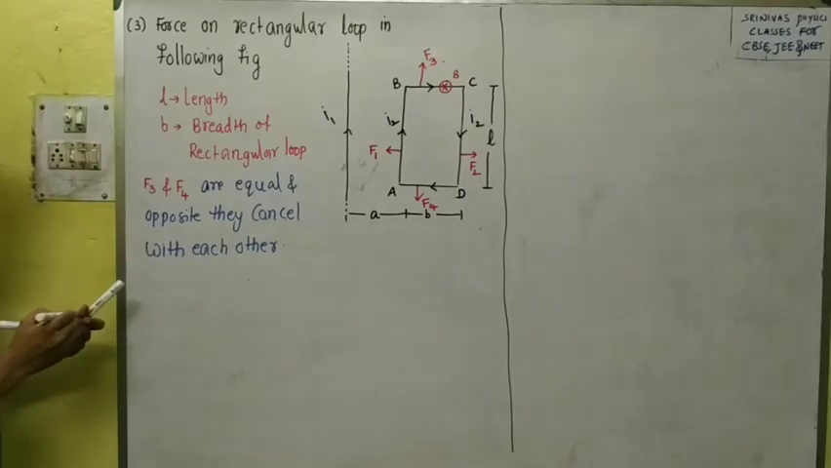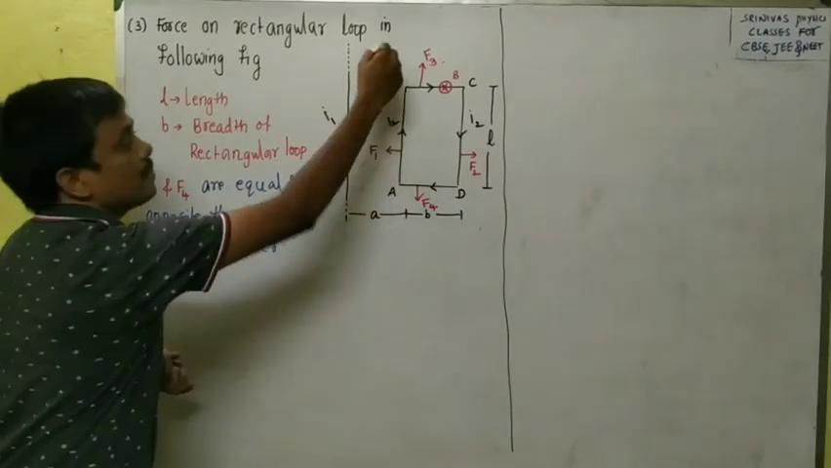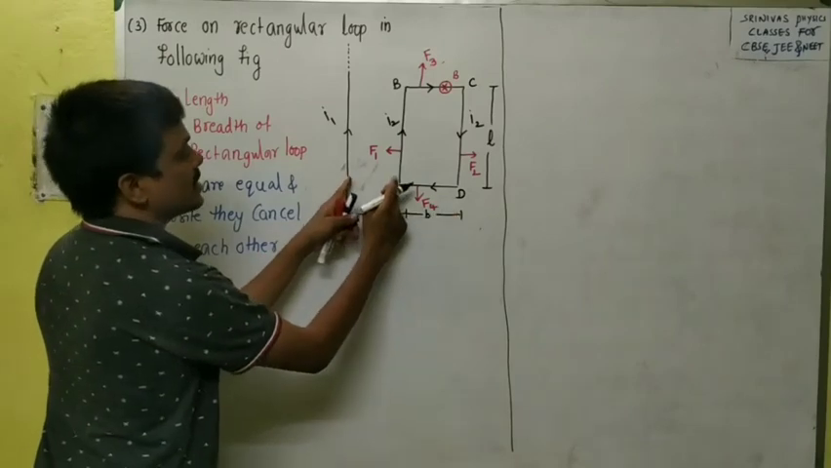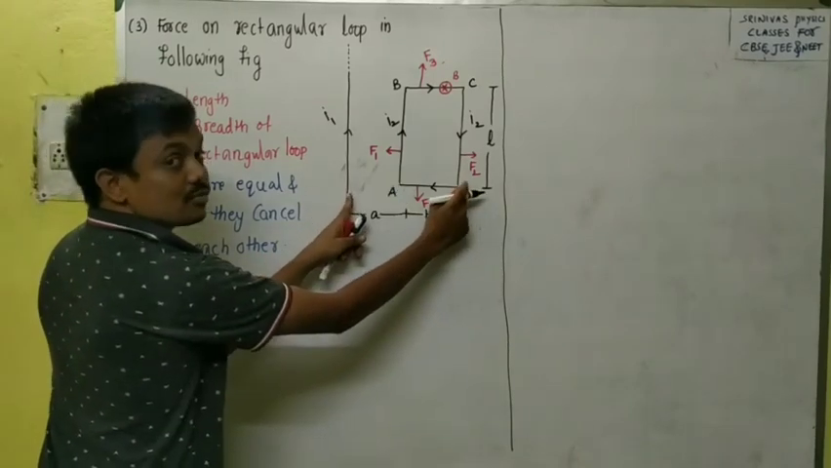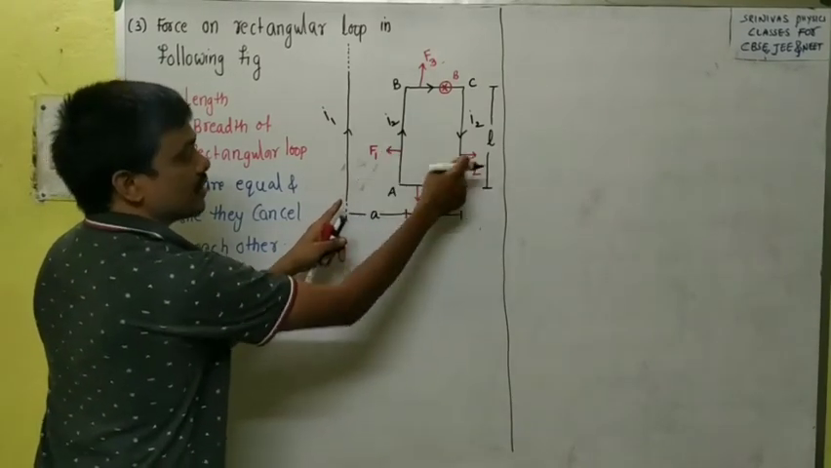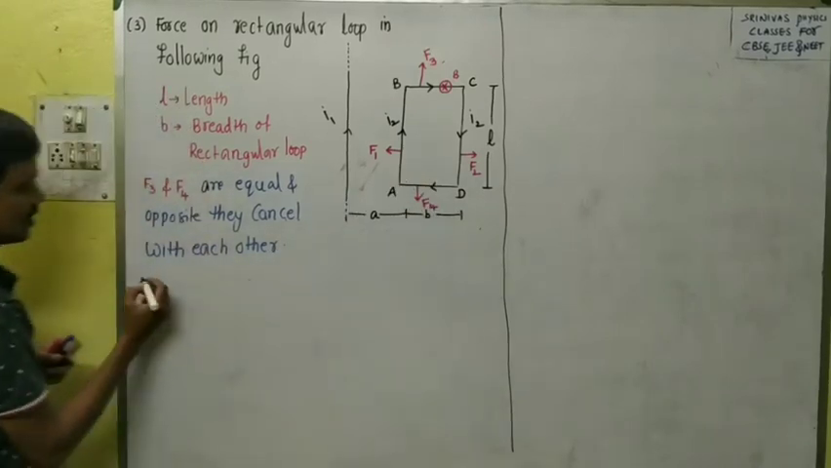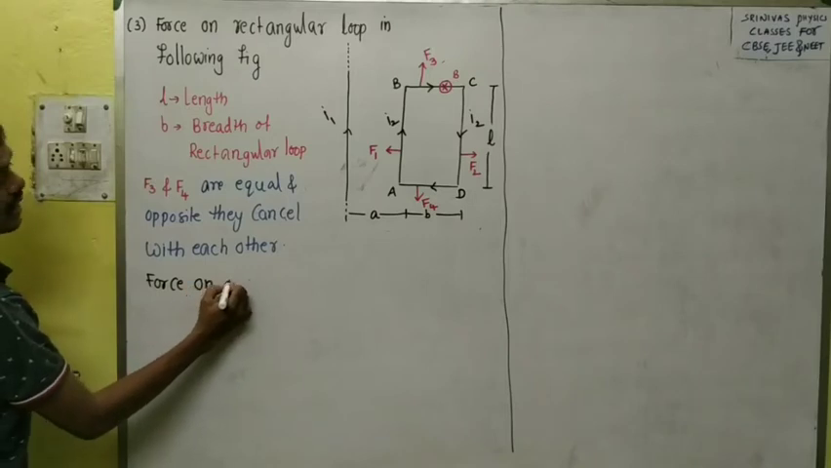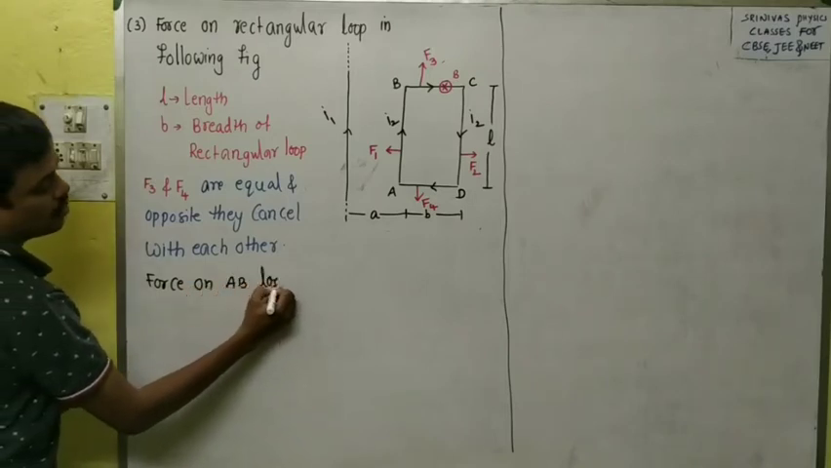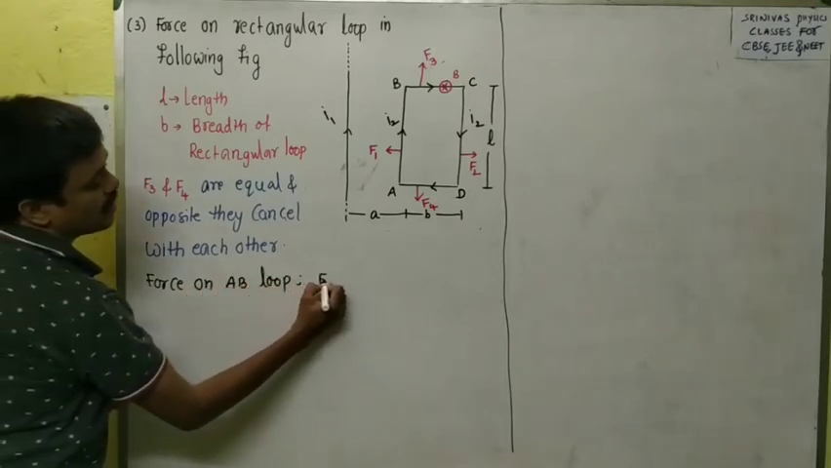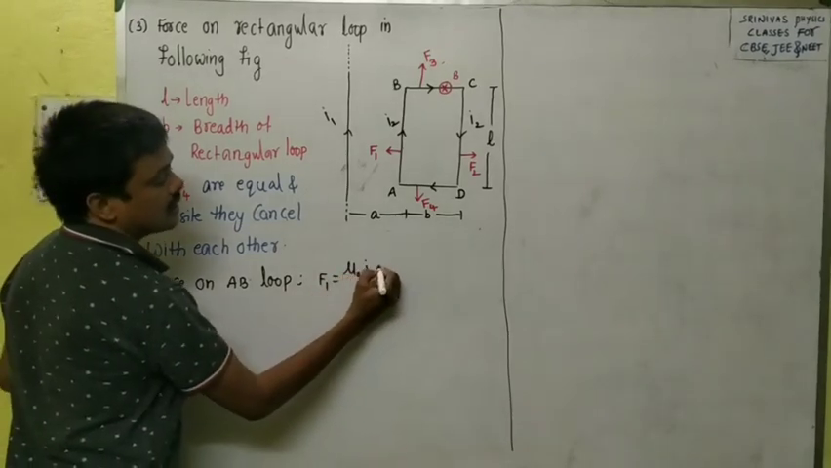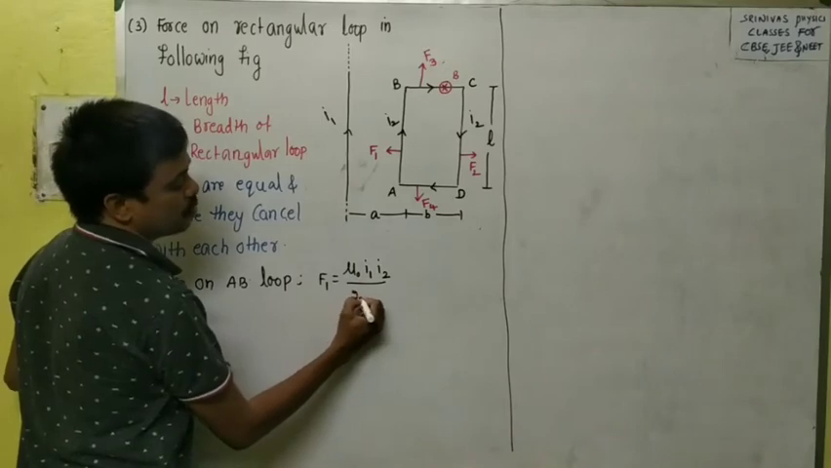Okay. Now I want the force on the AB loop. Force on AB and force on CD will not cancel, because here the distance is less, and here the distance is more. They are also opposite, F1, F2, but they will not cancel. Then the force on the AB loop I want to find out. The formula you already know: F1 is equal to mu naught I1 I2 by 2 pi r.